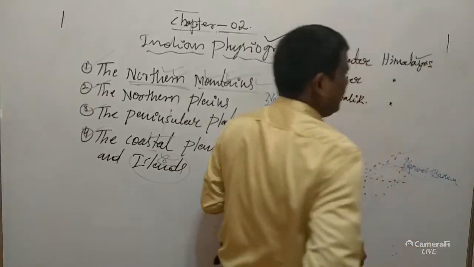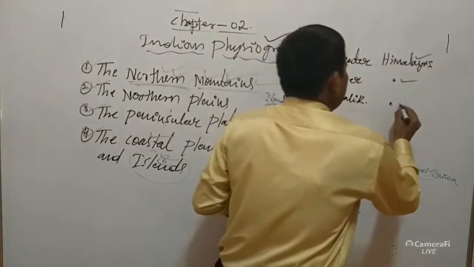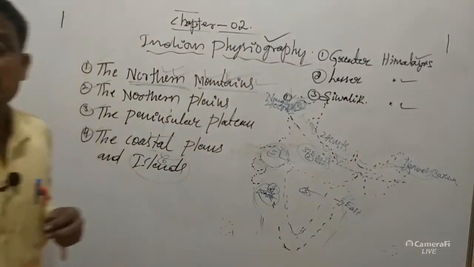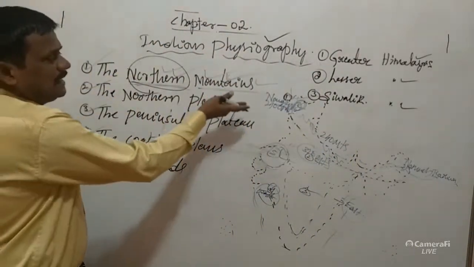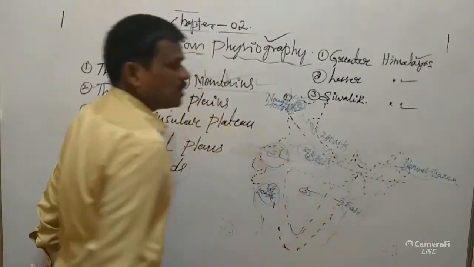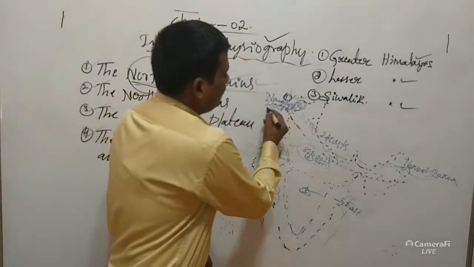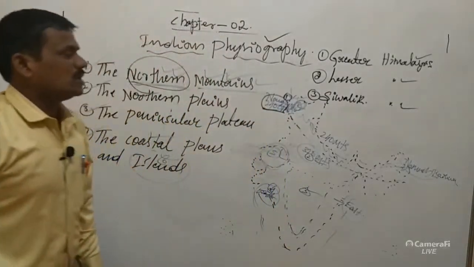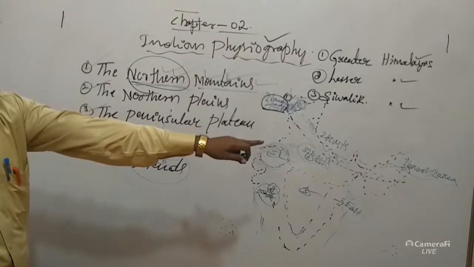These also have alternate names. This one is called the Himadri, this one is called the Himachala, and this one is called the Shivalik. The northern mountain extends from the Nanga range to the last one, the Namchabarwa range, covering the full northern India part, a total of 2400 kilometers up to Arunachal Pradesh.